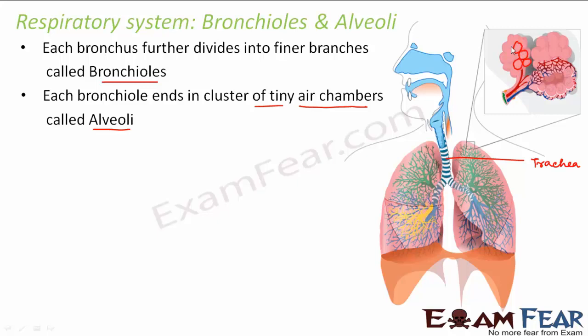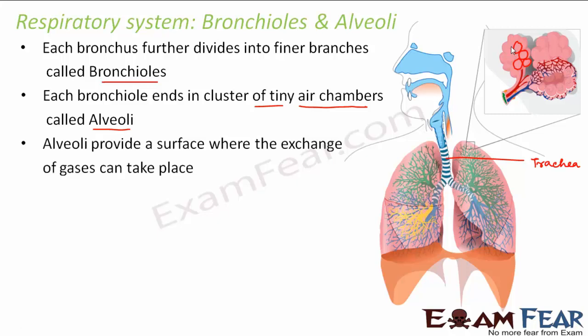And what are these balloons? They are nothing but air chambers. So they are air-filled balloons. So this air is the one which has been taken in from the atmosphere through the nostrils. So now these alveoli will actually transfer this air inside our body. So the actual exchange of gas will take place at the alveoli level. So alveoli provide a surface where the exchange of gases can take place. So inside the lungs we have the bronchi, bronchioles and the alveoli.